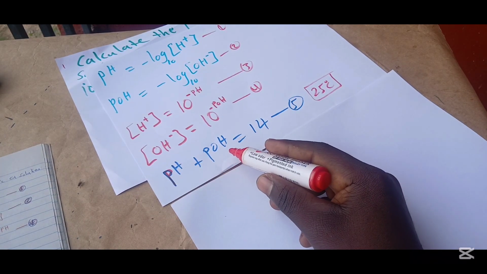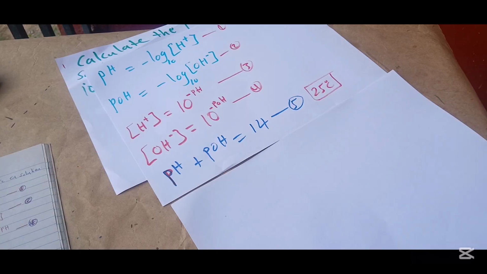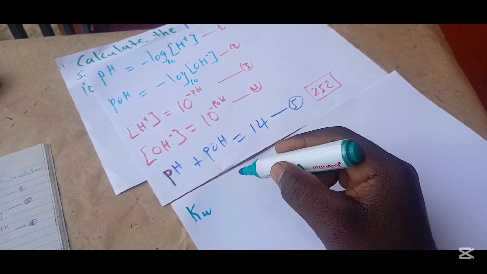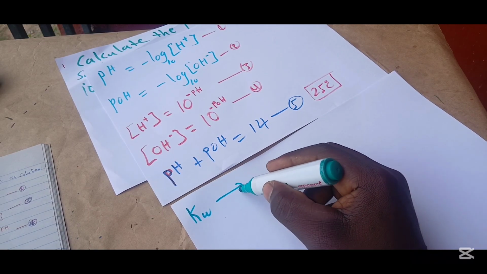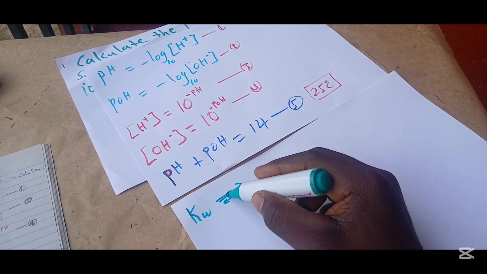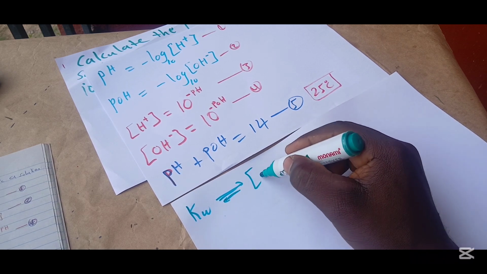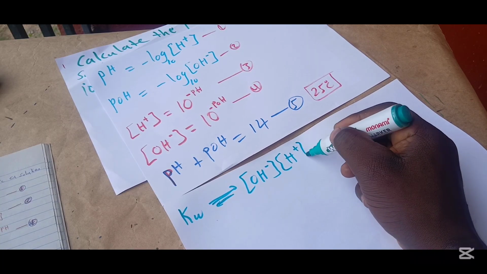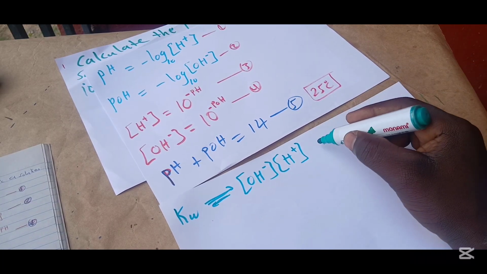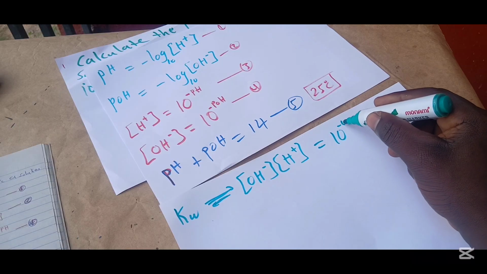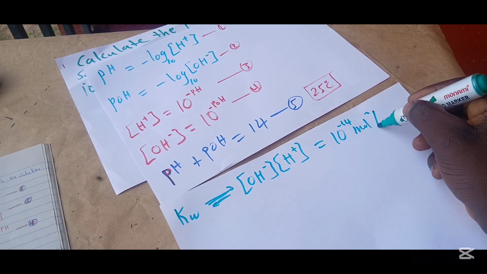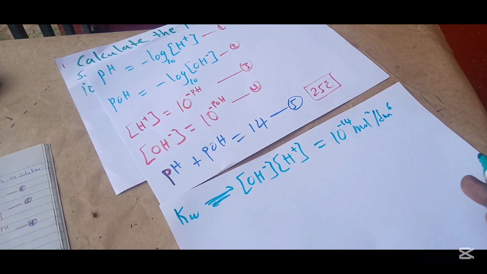This formula is from the auto ionization of water. The auto ionization of water, we know, is represented by Kw. Water itself ionizes into OH minus and H plus. And it has a value of 10 to the power negative 14 moles squared per dm to the power 6.